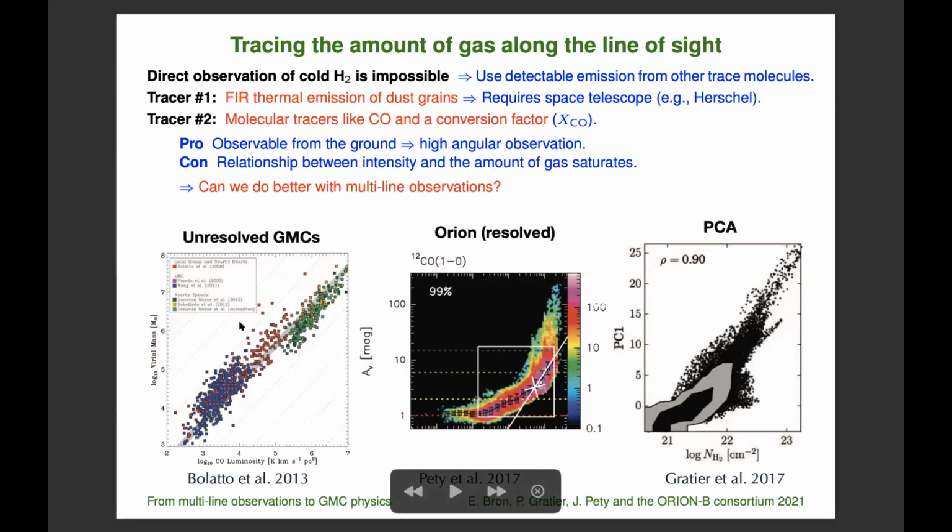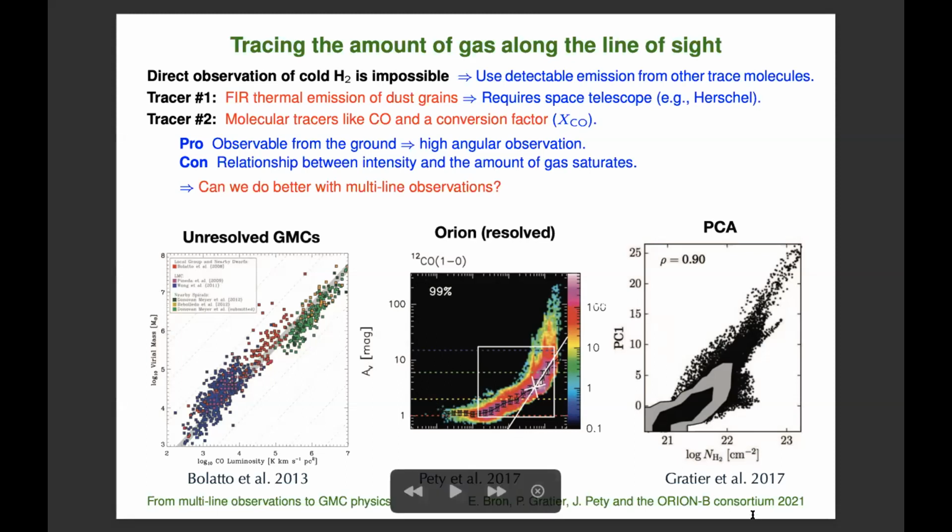When you look at the local group, you see that there's a linear relationship between the CO luminosity and the virial mass here. But once you get into smaller scales, for example, the scale of Orion B here, where we resolve the emission, we see immediately that there are non-linearities that appear. So the question is, can we do better than using a single molecule? And can we do better using many lines?